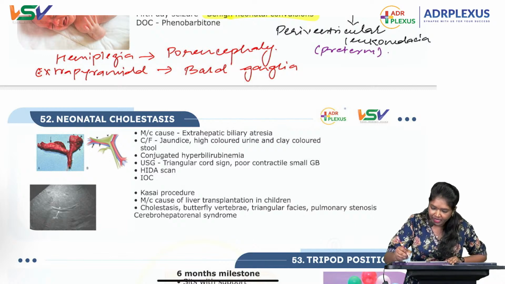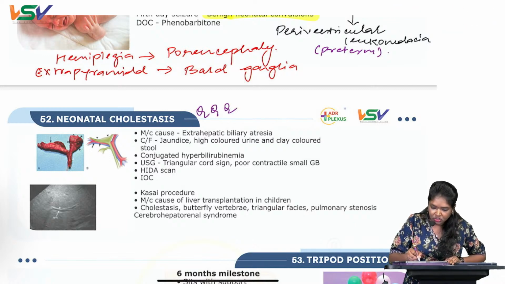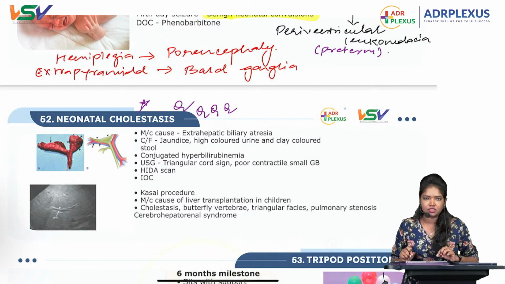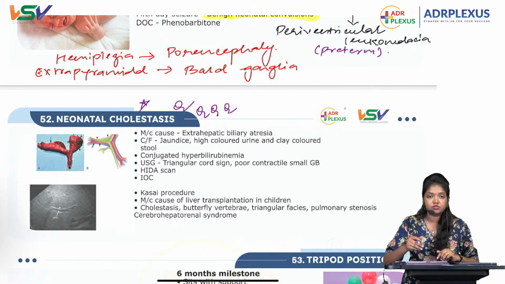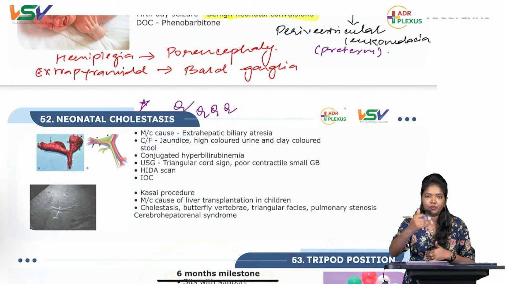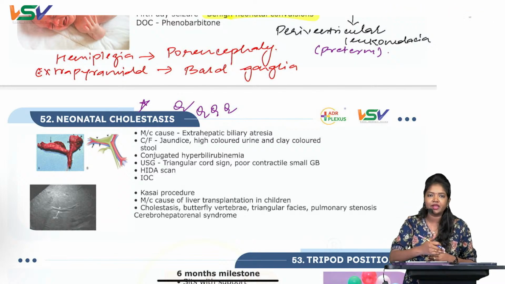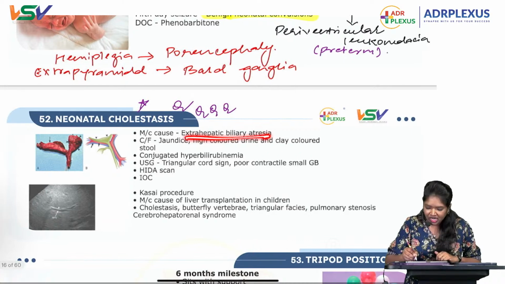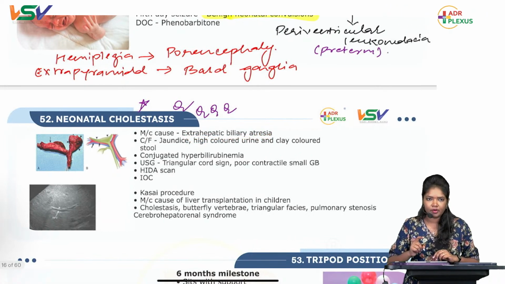Very important topic integrated with surgery. Such an important topic, which is neonatal cholestasis. Cholestasis means the direct jaundice level is going to be elevated. I told you whenever the direct is elevated, it is pathological. So the most common cause of neonatal cholestasis is extrahepatic biliary atresia.